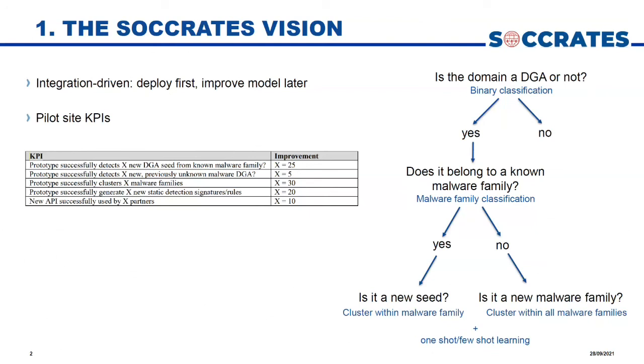So as mentioned by Reiner in the very beginning, Shadowserver is basically one of the pilot sites of the SOCCRATES project, and there we have some KPIs that we need to meet, and a lot of them relate to either identifying new seeds of malware families or clustering correctly malware, identifying new signatures and things like that, and in the end also making sure that the API and the tools that we develop are used by a sufficient number of partners. So all of these sort of supported this approach of, let's say, software integration first and then refining machine learning second.